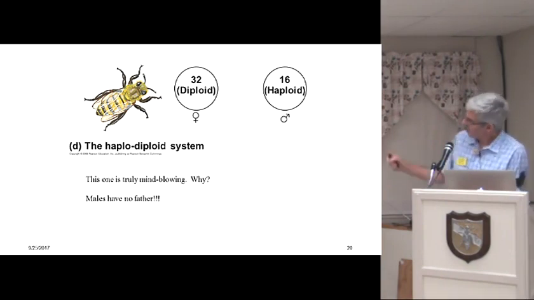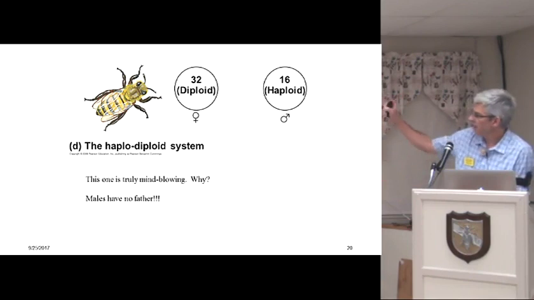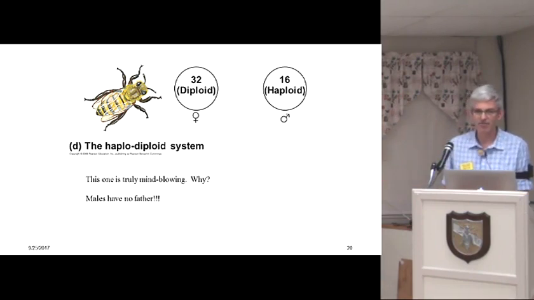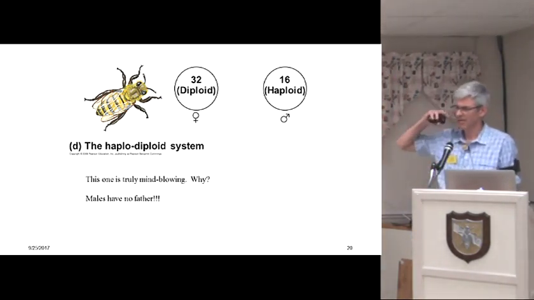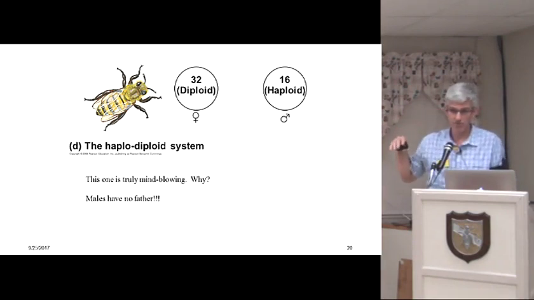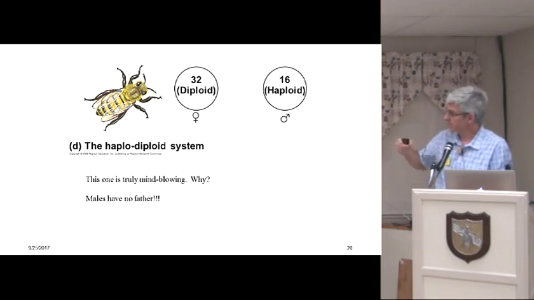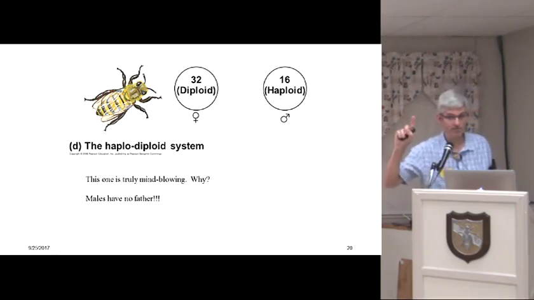So you'll notice that the female has 32 chromosomes and the male has 16, exactly half. Males come from an unfertilized egg. And you may know that the queen goes out, flies around, picks up a whole bunch of sperm, stores it for years, never flies out again, and uses that sperm to fertilize eggs. But not all of them.